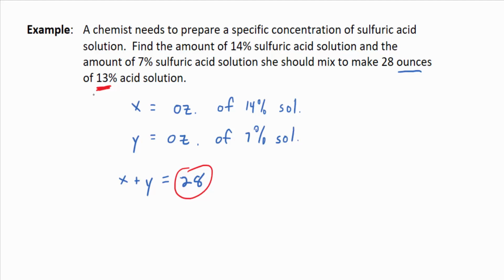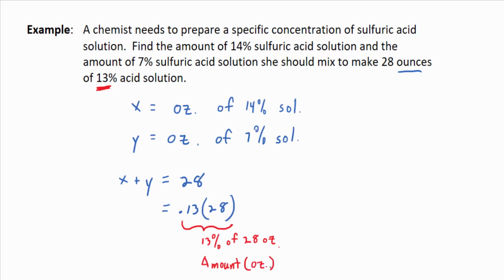How do you take 13% of 28? Go 0.13 times 28. Let's write that down, and I'll highlight what it means. So let's go 13%, 0.13 times 28. And that's going to be equal to something involving x and y, but we'll get that in a second. Let me highlight what this is. So this is 13% of 28 ounces, right? So that's the amount of the mix that's pure acid. Does that make sense? So it's the amount in ounces, right?